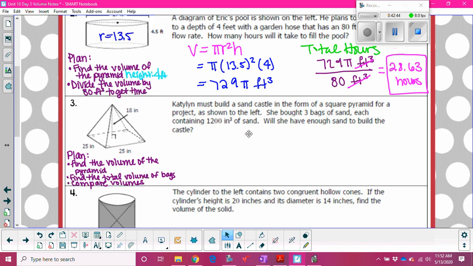Then we're going to compare the volumes of each, the volume that we need for the pyramid and the amount that we actually have in the bags, and then figure out if she's going to have enough sand to build the castle. Okay, so the first thing I want to look at is the pyramid.